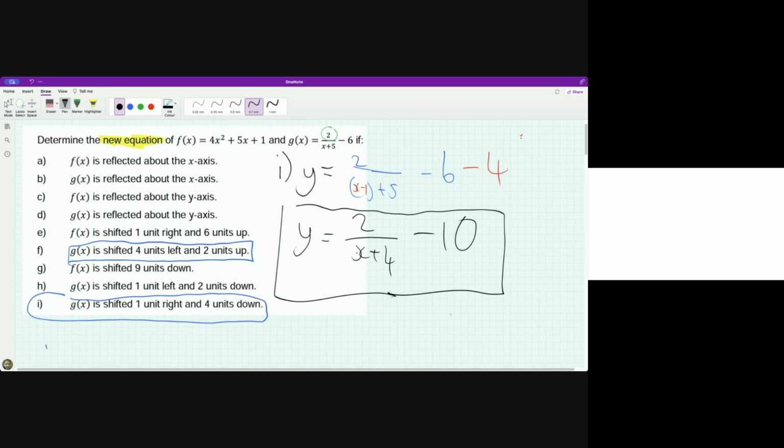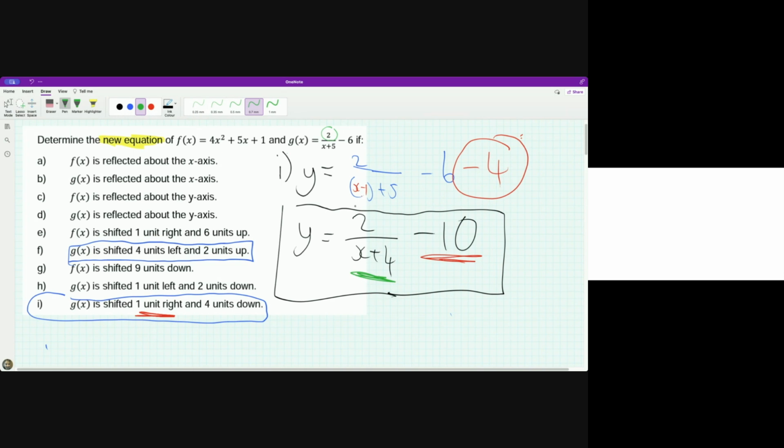So Reniwe, do you agree with me on I? So what we do is to go 4 units down, we have the minus 4 over here. So those two together give us minus 10. And then for 1 unit right, we have the x minus 1. But x minus 1 plus 5 gives me the x plus 4. Just give me a thumbs up anyway, if that makes sense.